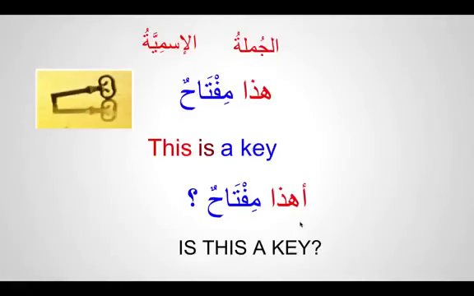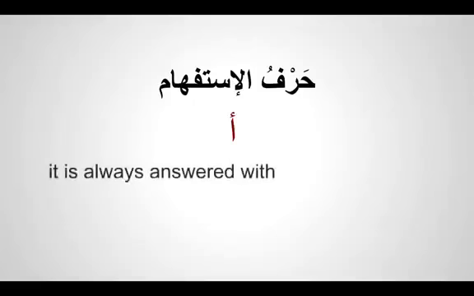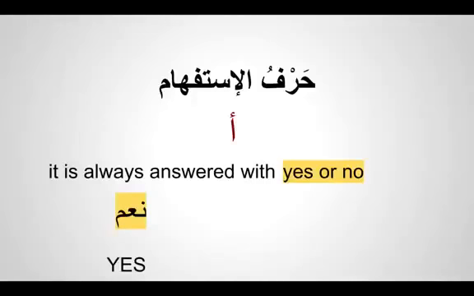So if you see here, the tone of the sentence is changed. It is like a rhetorical question, where you are expecting some answer. So when you say Ahadha miftahun, is this the key? The answer always begins with either yes or no. If you're asking, is this the key? Either you say yes, it is a key, or no, it is not a key. So how do we say in Arabic? Say Na'am means yes, and La means no. So whenever you see a, the answer always begins with either Na'am or La.